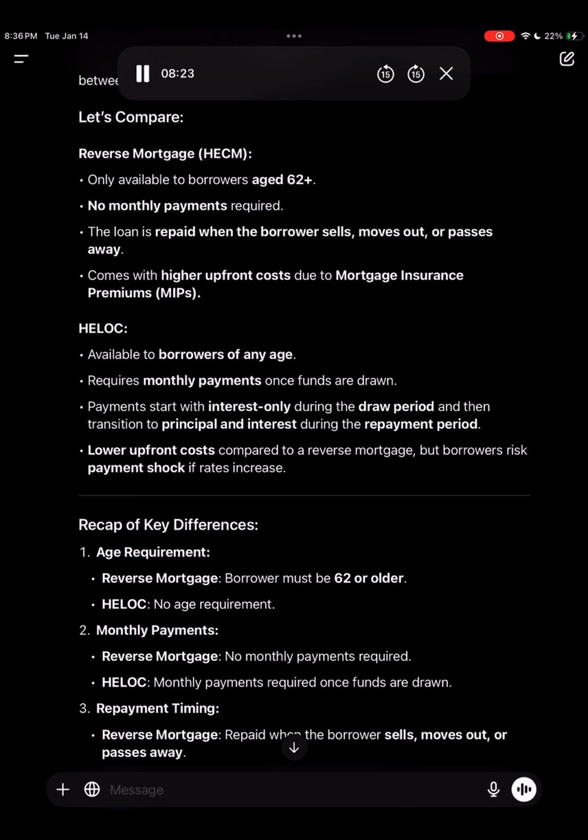HELOC: available to borrowers of any age, requires monthly payments once funds are drawn. Payments start with interest only during the draw period and then transition to principal and interest during the repayment period. Lower upfront costs compared to a reverse mortgage, but borrowers risk payment shock if rates increase.